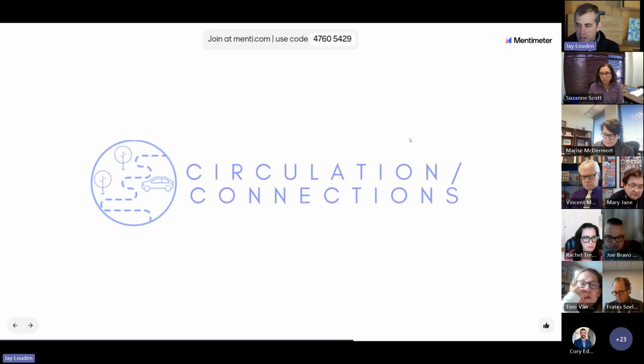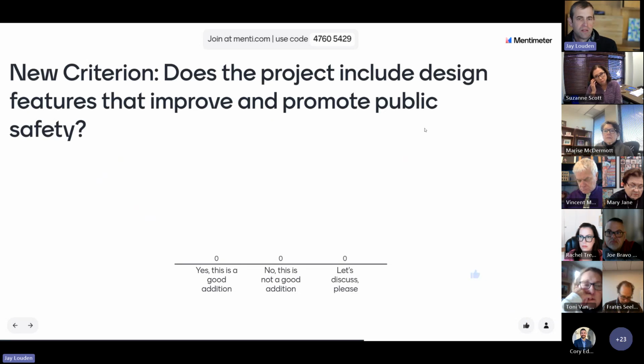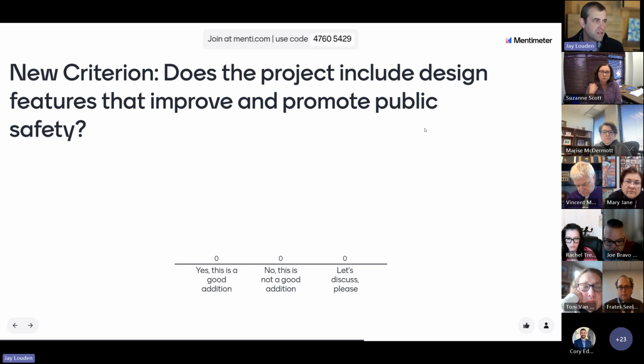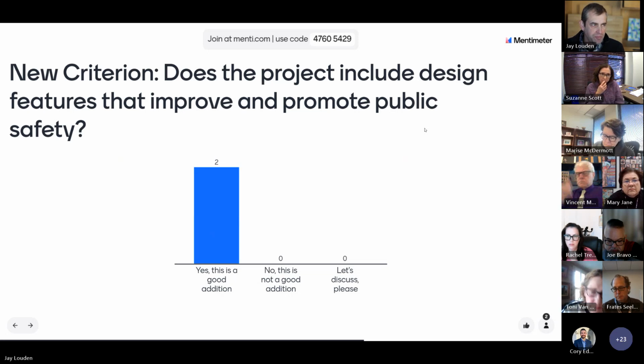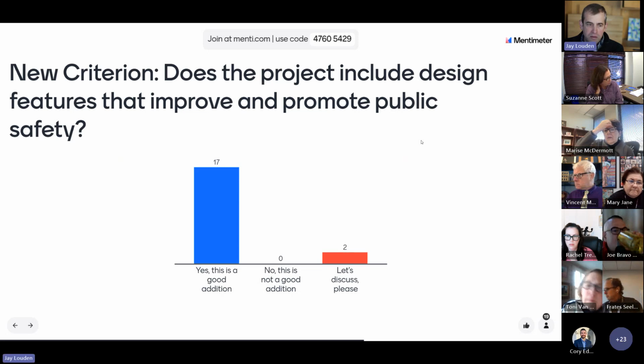Next, going on to circulation and connections. And thanks for hanging in with us. Okay, so new criterion again. Does the project include design features that improve and promote public safety? We've got a couple of folks from that group here, so please feel free to chime in. Any comments on this one?